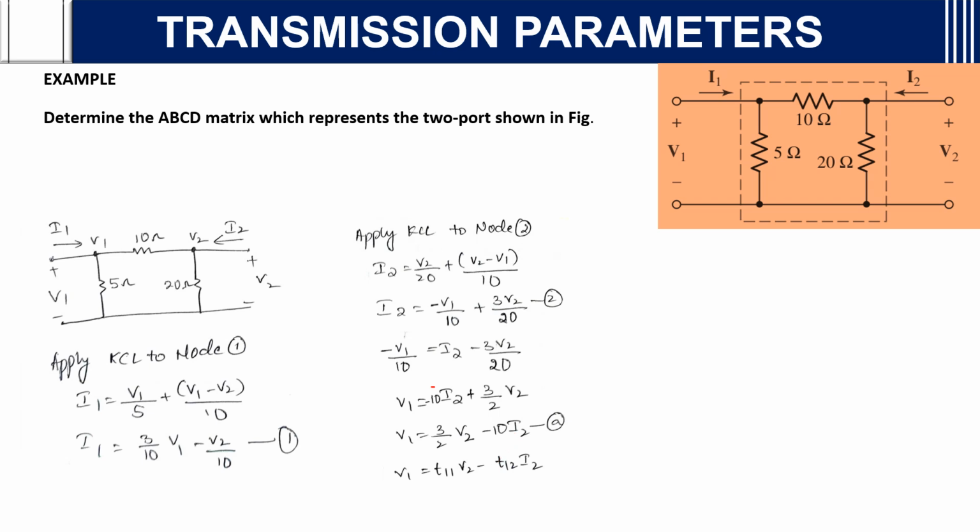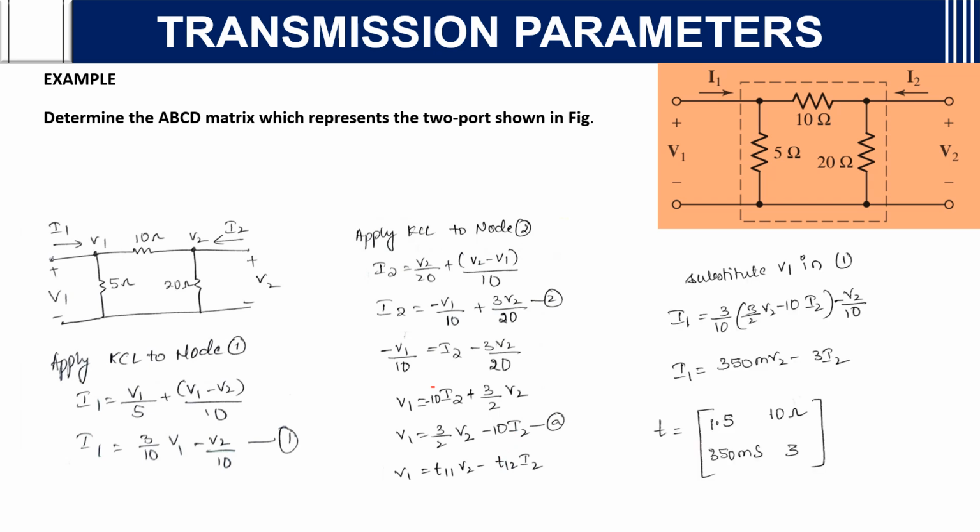Then if you want T21 and T22, what we can do, substitute this V1 in equation 2. So you can easily get, sorry, not equation 2, substitute V1 in equation 1. So you can get easily. How? I1 is equal to 3 by 10 into V1, if we substitute it, minus V2 by 10. So I1 is equal to 350 milli V2 minus I2.